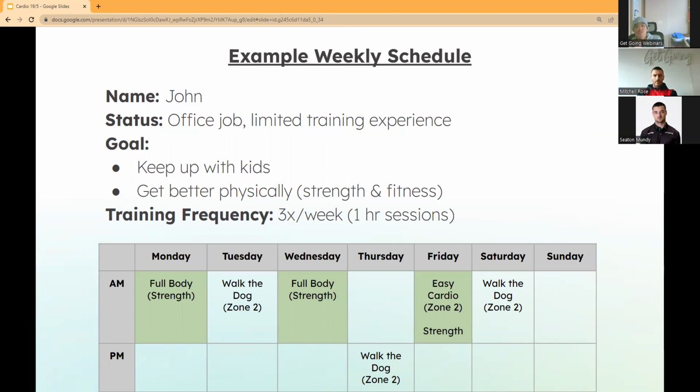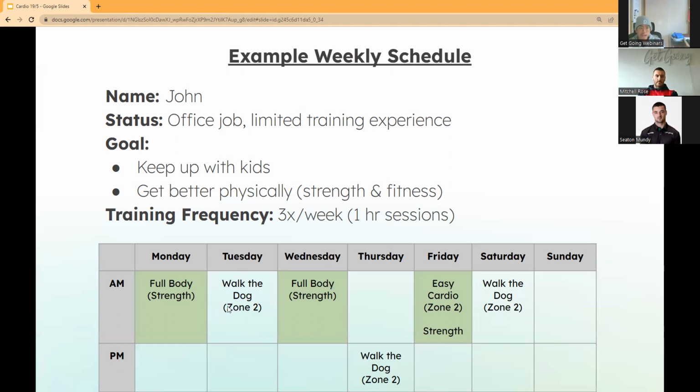All I want you to focus on here is, number one, because they have limited training experience and they're largely sedentary, the lowest hanging fruit for them is to just move more often. That's their quote unquote cardio that they need. Doing that will take care of the initial adaptations that they'll see early on in their fitness journey, so getting a better baseline fitness.